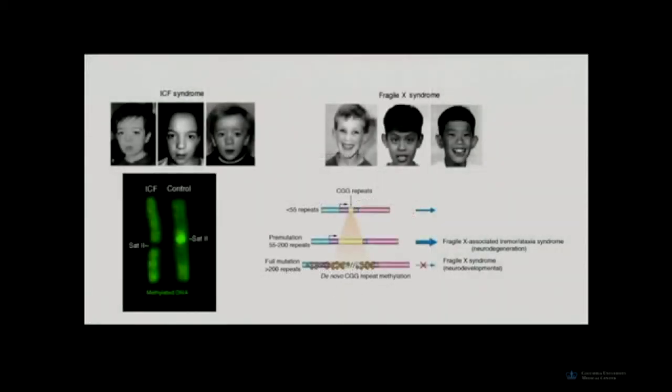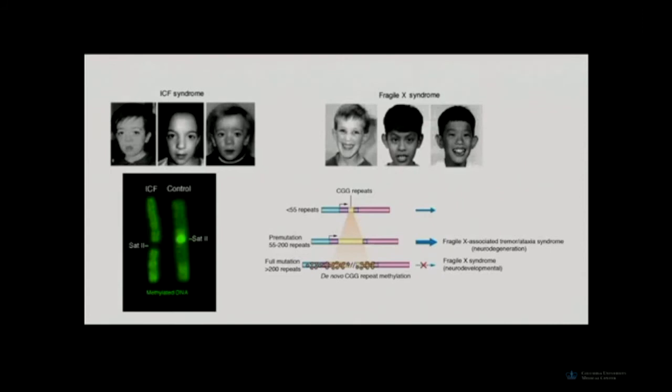Now, there are some diseases directly due to abnormal DNA methylation. One of them is ICF syndrome: immunodeficiency, centromere instability, facial anomalies. They have these characteristic heart-shaped faces with wide-set eyes, and there's a severe, variable combined immunodeficiency that's usually fatal in childhood.